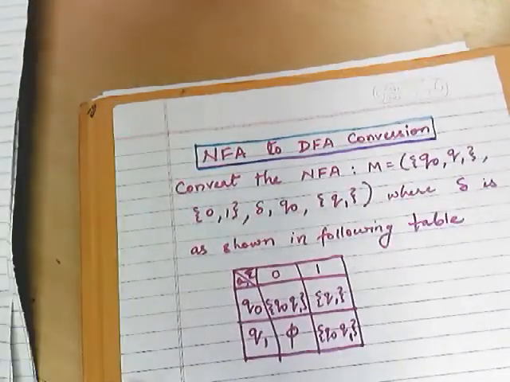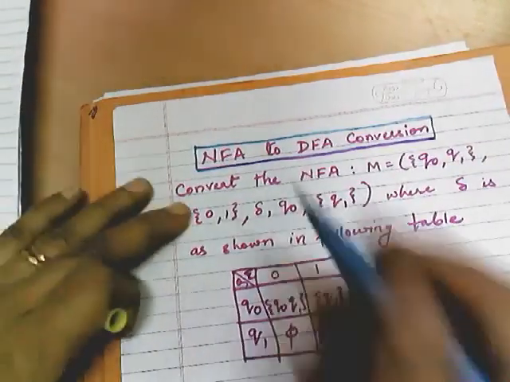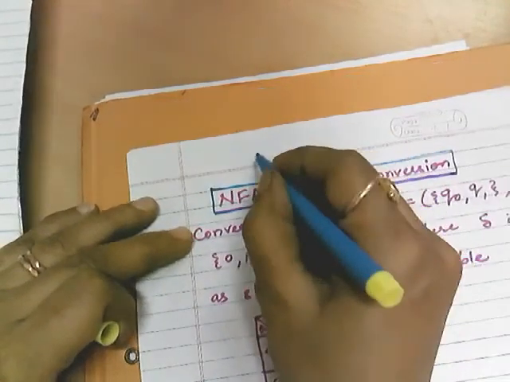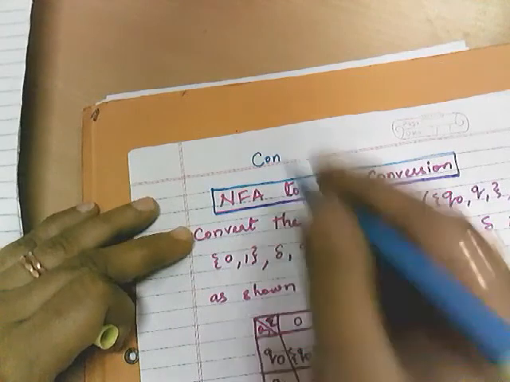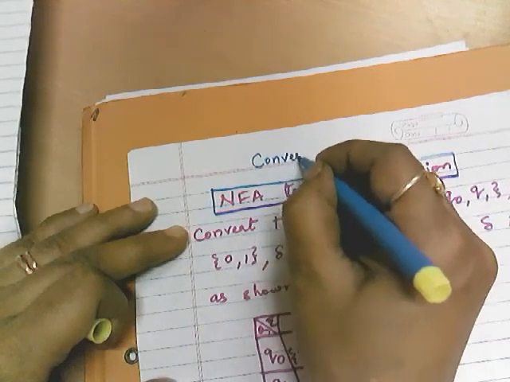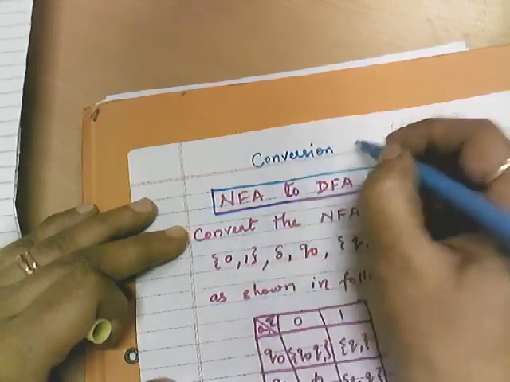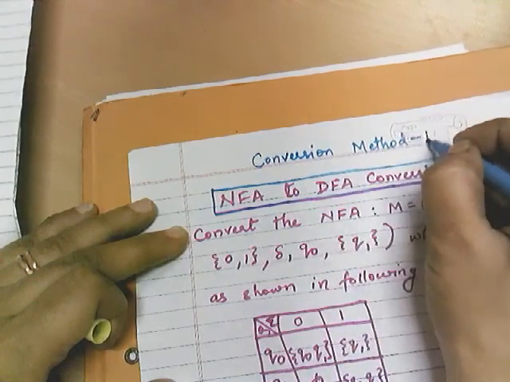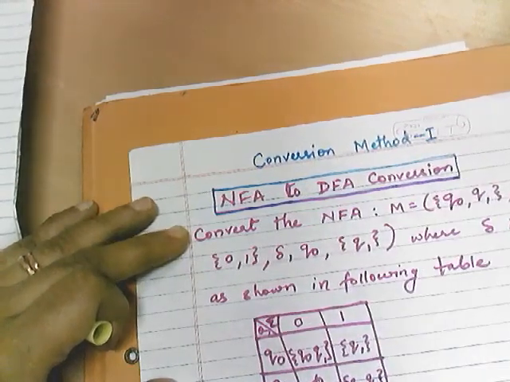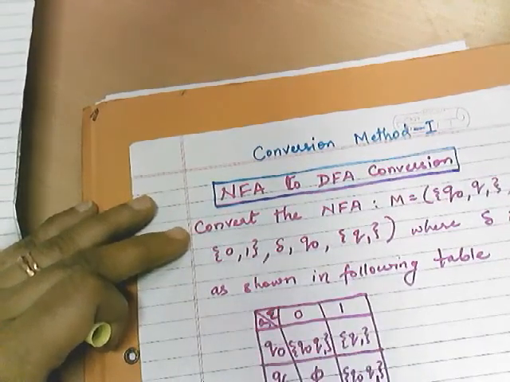Now to understand this conversion, the very first thing we are going to discuss is the first method. There are methods, direct and indirect. So today we are going to discuss the first conversion method. Conversion method 1 we are going to discuss today for NFA to DFA conversion.